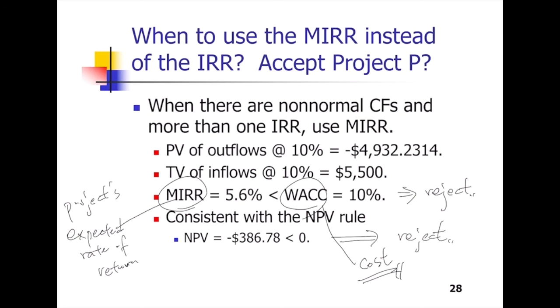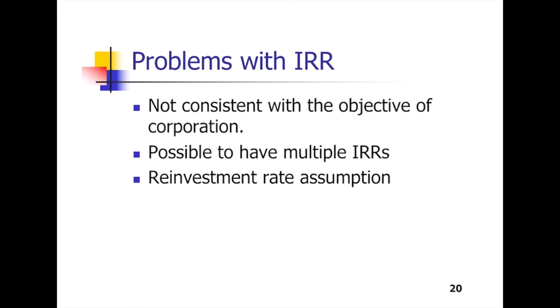So when we use the MIRR, we get a result consistent with the NPV rule. Both methods lead to the same result, right? Until now, we ran the programs with IRR. These two programs are possible to have multiple IRR and the reinvestment rate assumption. It can be solved by the MIRR method. So when you use the MIRR method, you can solve this problem.